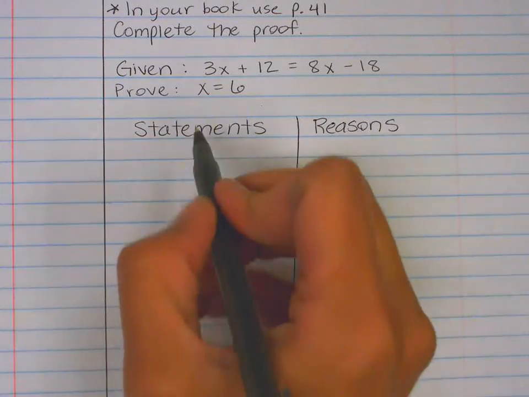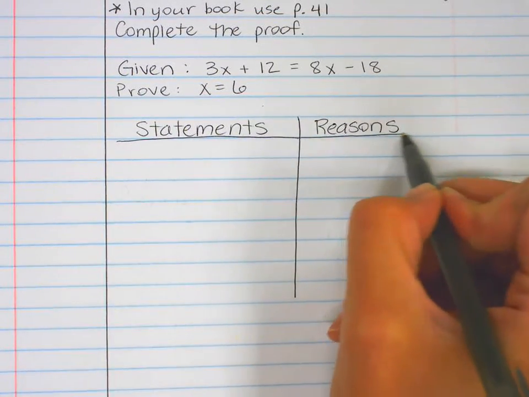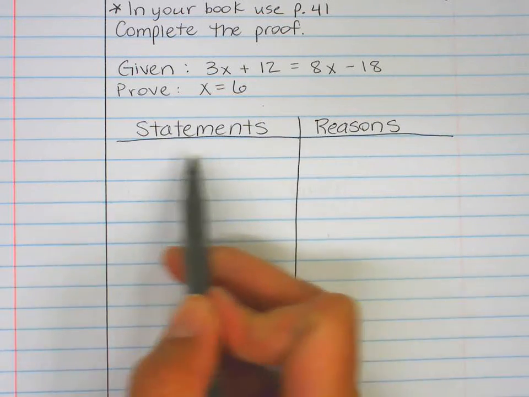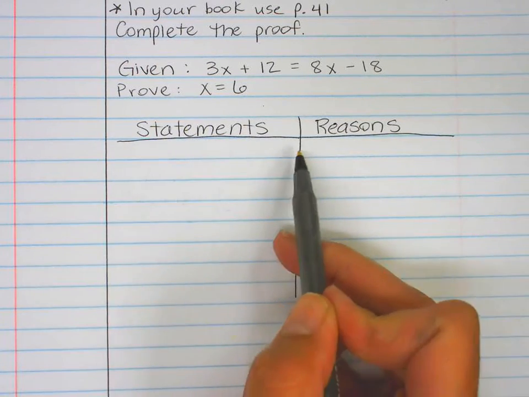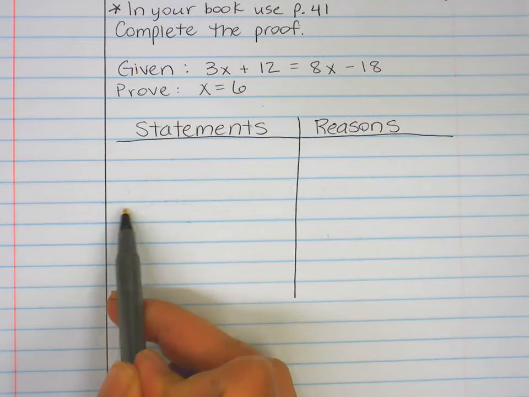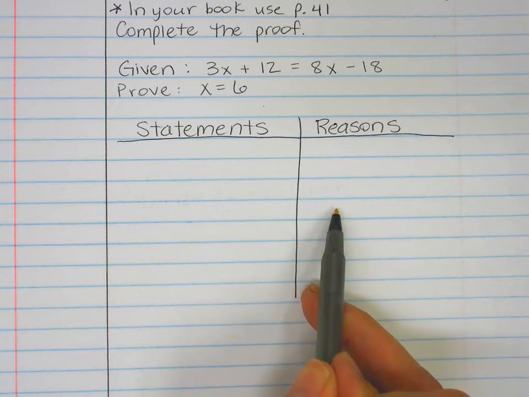There's going to be statements always on the left. Reasons are always on the right. The statements and reasons are always numbered, and they should go straight across from each other. So if I have a statement right here, number 1, reason number 1 goes across. If I have to skip some lines and statement number 2 is right here, then reason number 2 has to be with it. So keep it organized.